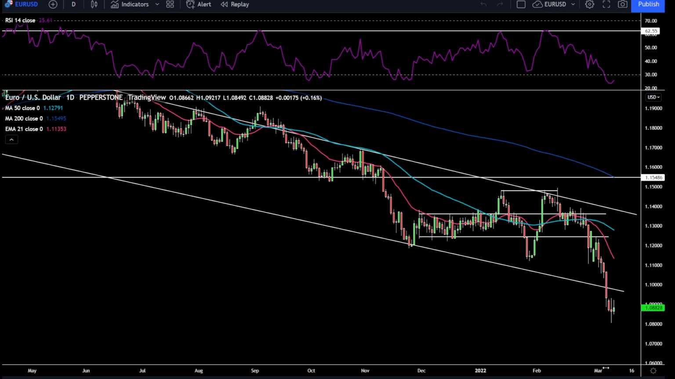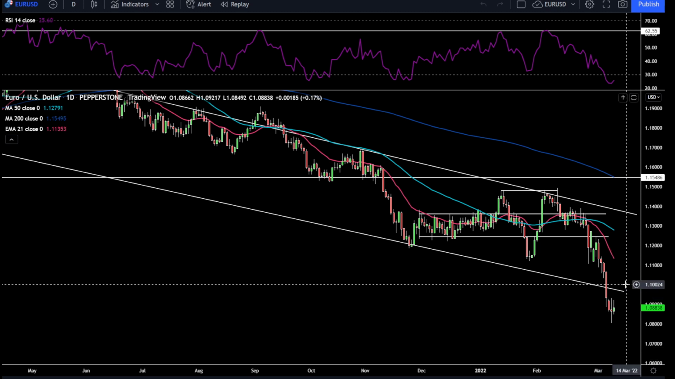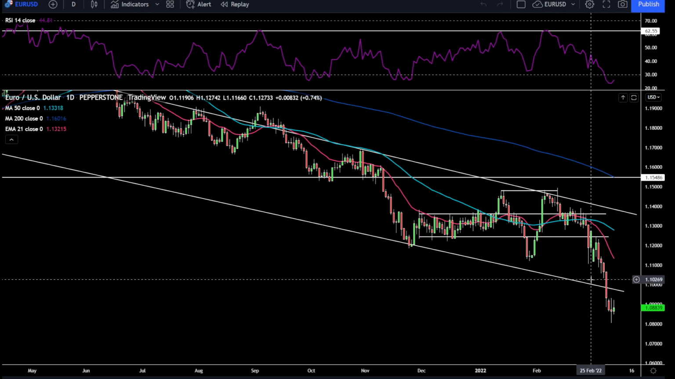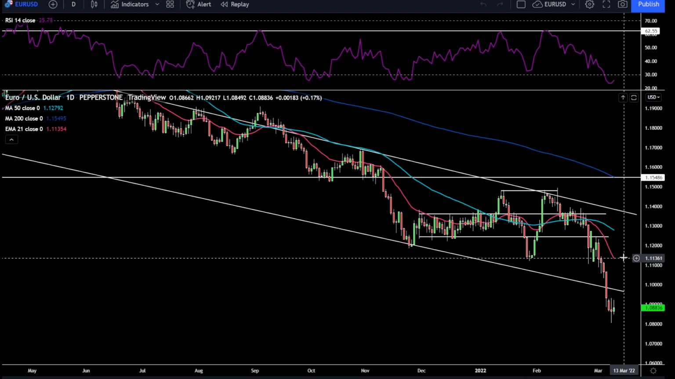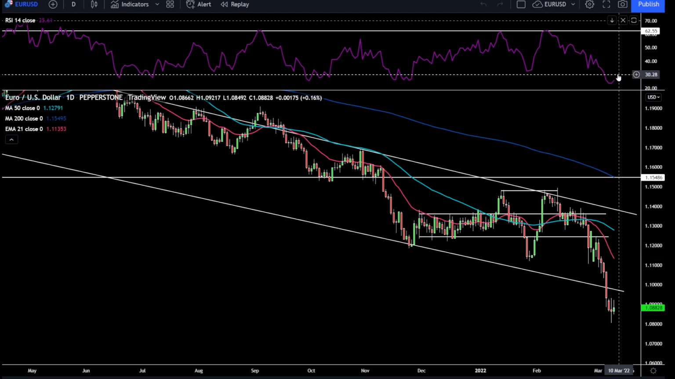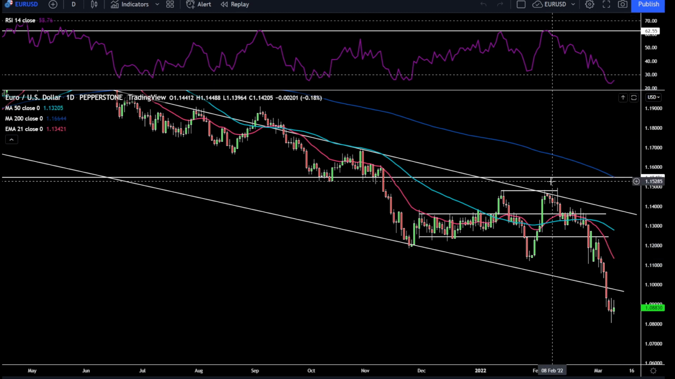Interesting one. In terms of levels that I'd be looking at, 110, the round number. It'll have to get through this downtrend lower line of the descending channel. And above there, we've got a bit of resistance just above 111, 21-day exponential moving average there too. We've got the RSI, it's curling back up again from deeply oversold. So that's one thing to monitor.